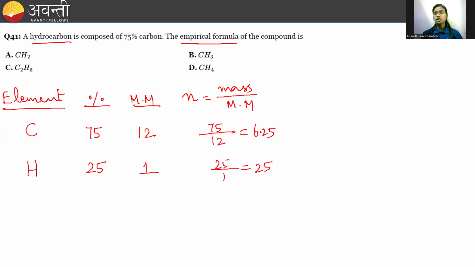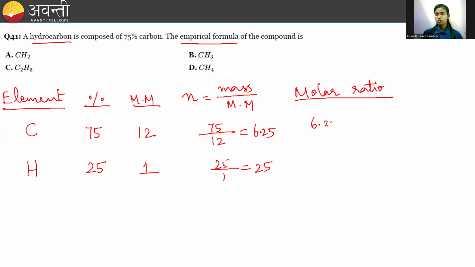So after getting the number of moles, we have to find out the molar ratio. So how to find out the molar ratio? We have to look at the number of moles. So we have two values, one for carbon and the other for hydrogen. You have to divide the number of moles of each element by the least value. So among 6.25 and 25, 6.25 is the smallest value. So divide both the number of moles by 6.25.